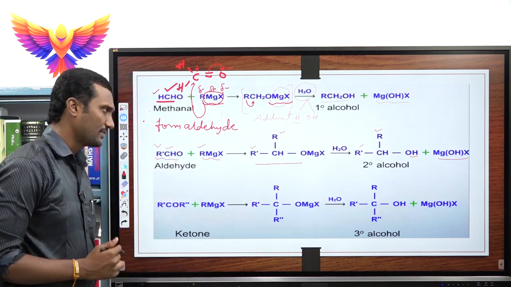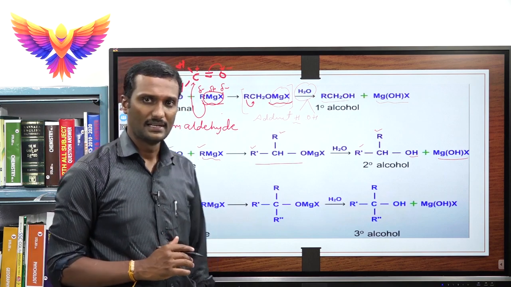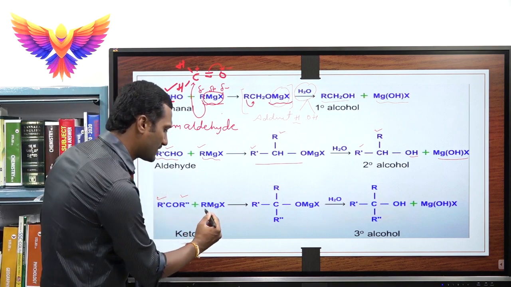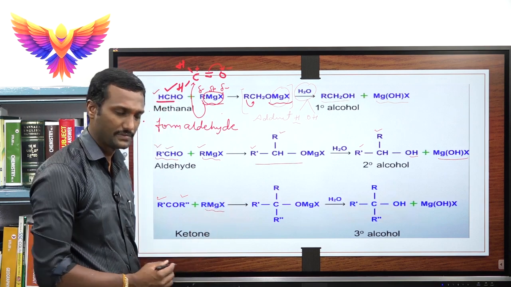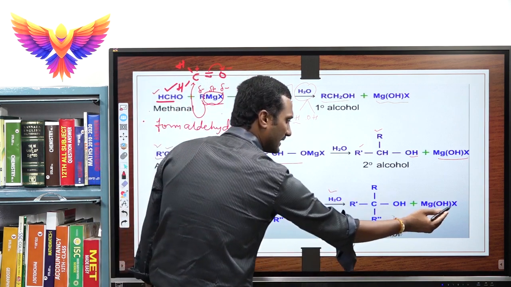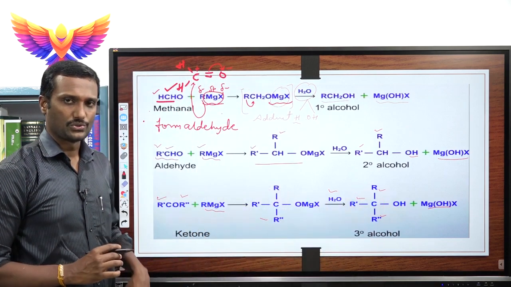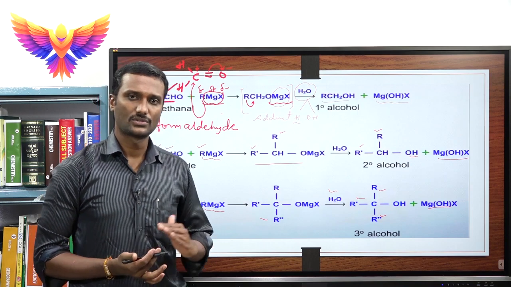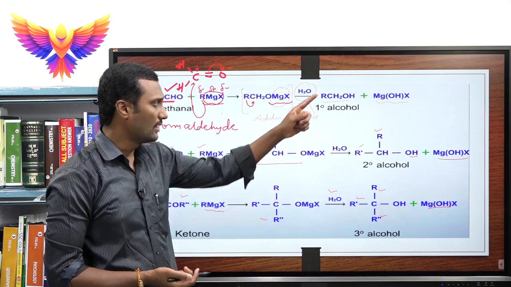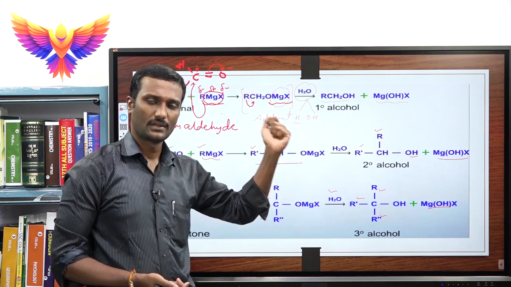Now we have taken aldehydes, formaldehyde and others. Now if I take a ketone, the same reactions take place when it reacts with the Grignard reagent, RMgX. The same mechanism takes place to form an adduct. When it is hydrolyzed with water, we get magnesium hydroxide halide and a 3 degree alcohol. So students, by using a Grignard reagent we can prepare all types of alcohol: 1 degree, 2 degree, 3 degree. You should note when 1 degree, 2 degree, and 3 degree alcohol is obtained.